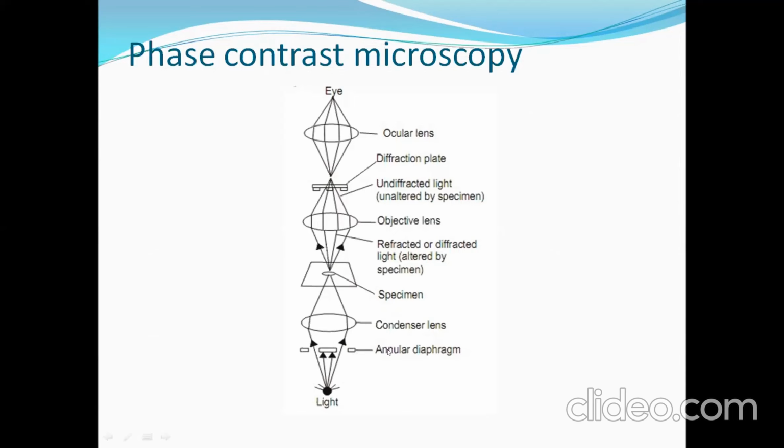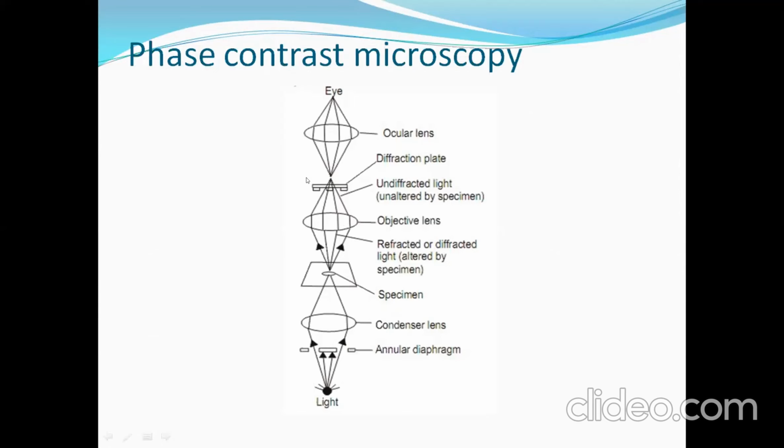So an annular diaphragm is present, and after that there is a specimen chamber or specimen holder where you can place the specimen on a slide. Then there is an objective lens, and obviously there is an ocular lens, and in between this objective lens and the ocular lens, a special phase plate is present.